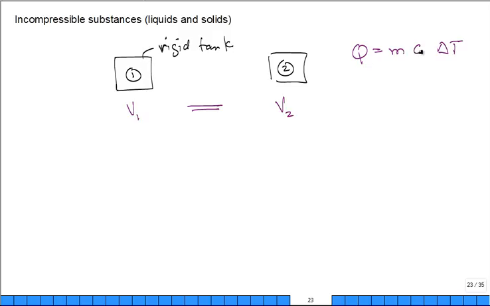Oh, if I just knew C, the specific heat. But in thermo, we learned there's a difference between C sub V and C sub P. Which one should I put in here? C sub P or C sub V? Either. You're ahead of me. You must have read the book, which is good. If you read the book, you kind of know where I'm going.